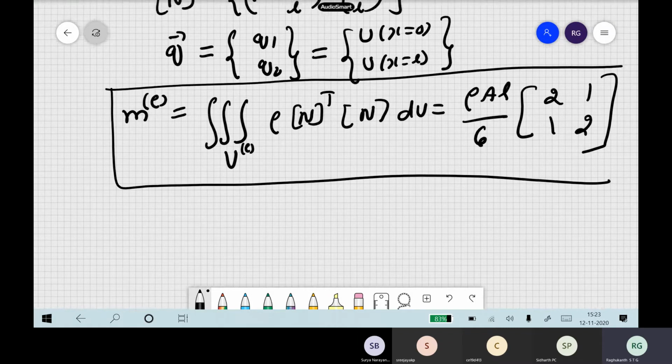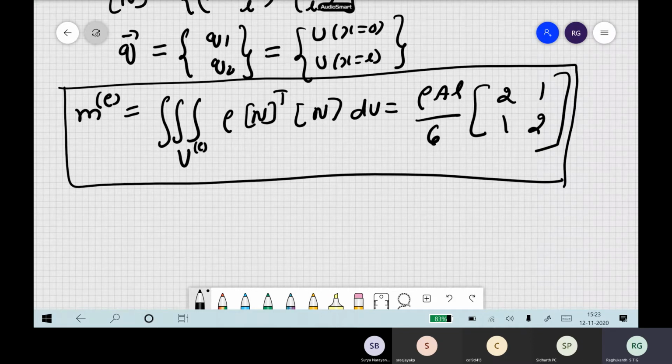Now there is another way in FEM where you can do this mass matrix. Generally in dynamics, what you have studied is the lumped mass. What do you mean by lumped mass? You would have studied lumped mass matrix in structural dynamics. What is meant by mass lumping?